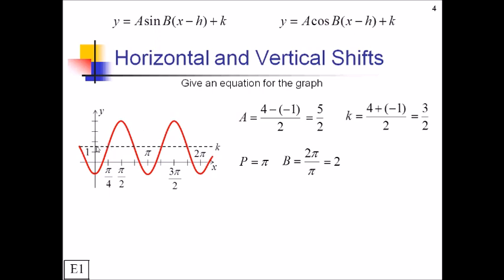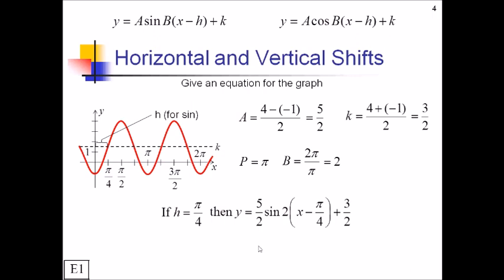The distance from the y-axis to the new middle going up part of this wave, that distance right there, which is pi over 4, that is the h value if you want to use the sine function. Now I said if you want to use the sine function. We'll go over an alternative in just a sec. But if we're using the sine function, then we can write this as y equals 5 over 2 sine of 2, b value of 2, parentheses x minus pi over 4, close parentheses, plus the k value of 3 over 2.